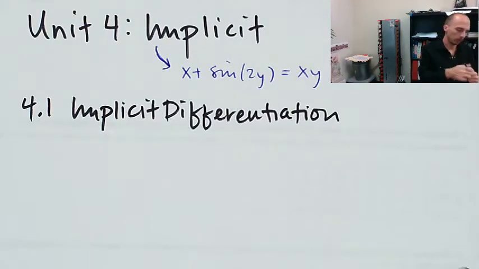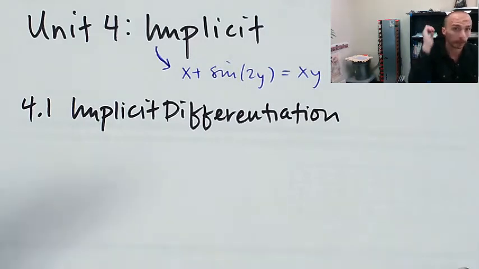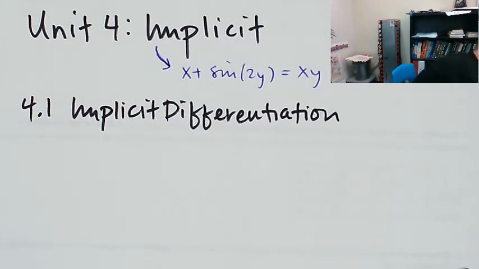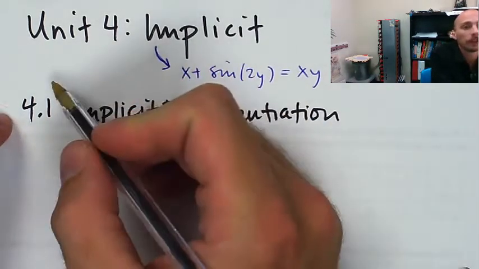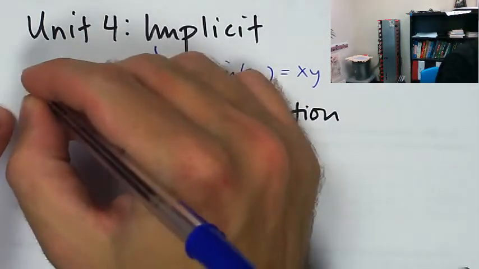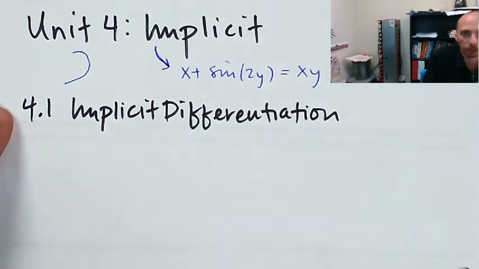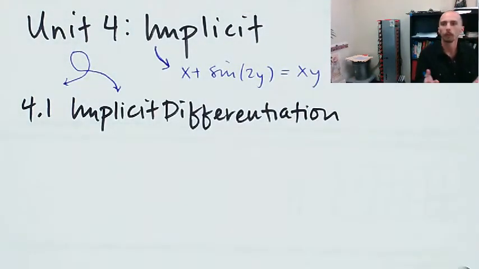The idea here is that implicit curves may not be a function in their own right. Like this thing, I highly doubt you can solve for y as a function of x, especially with the xy and the sine of 2y. Algebraically speaking, it doesn't sound like we're going to be able to solve for y. And as a result, sometimes these things can have weird things going on with them, like a vertical tangent, not a function, or it could even loop back in on itself. These are things that can happen with implicit curves.